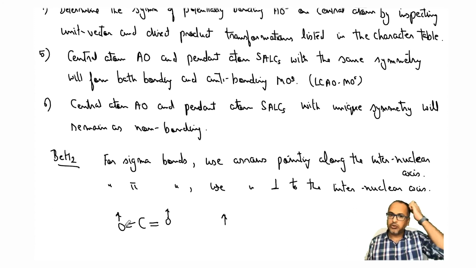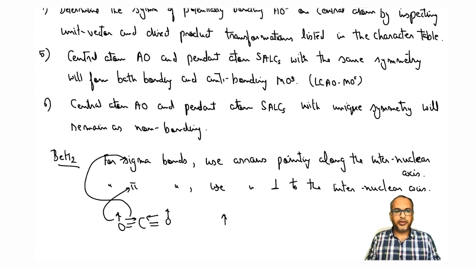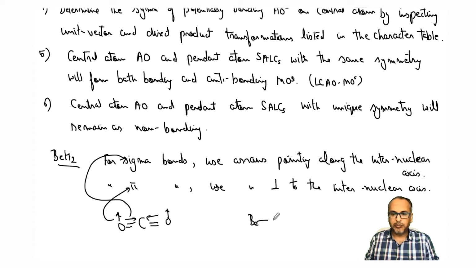Now these are the two outer or pendant atoms, and this is the central atom. So we are considering the formation of SALCs using these two orbitals, which are the pi orbitals. You have to consider perpendicular arrows for pi bonds, but for sigma bonds you have to consider arrows like this. So these arrows are for sigma bonds and these arrows are for pi bonds. This should be very, very clear. Now in the case of BeH2 we only have sigma bonds, so we will consider BeH2.